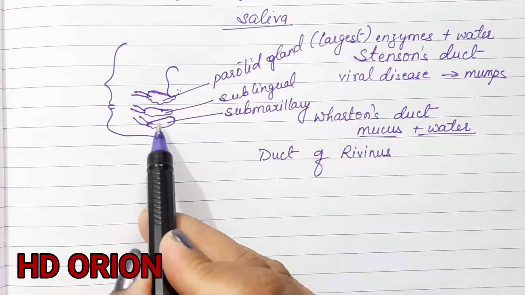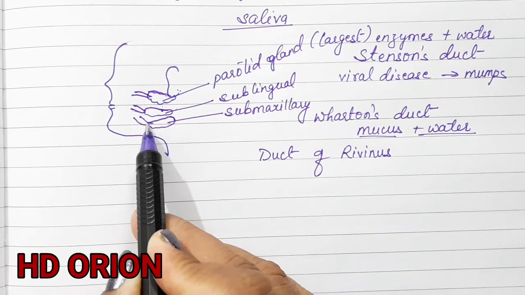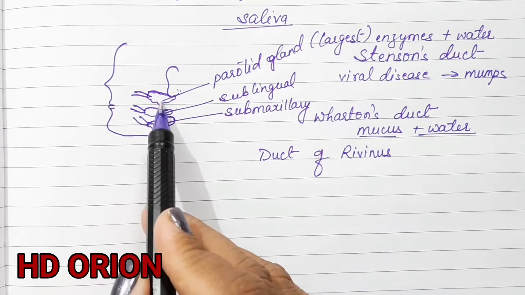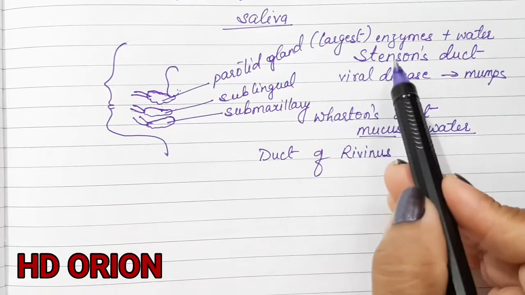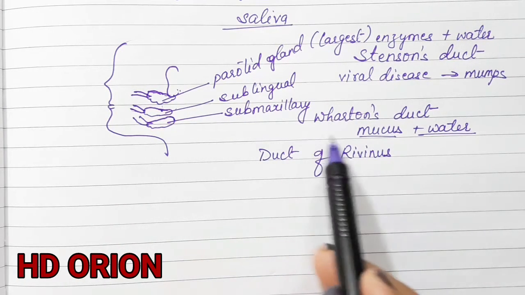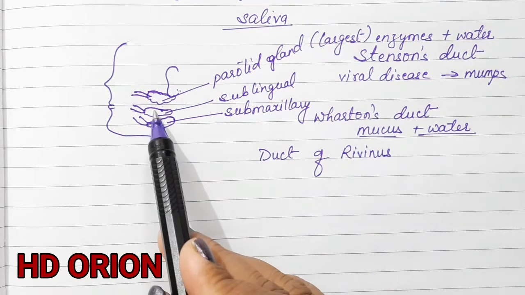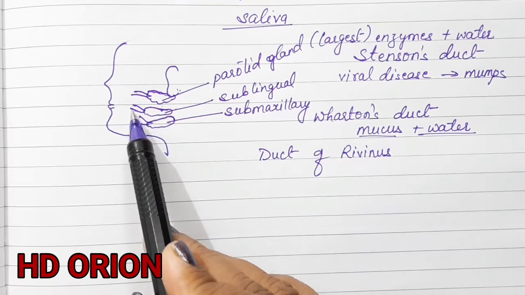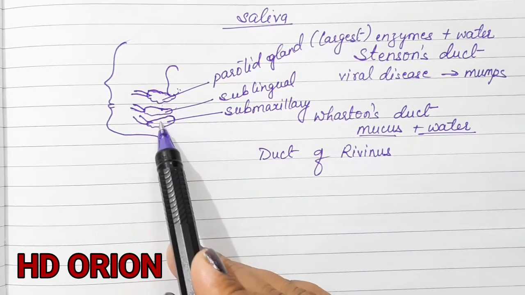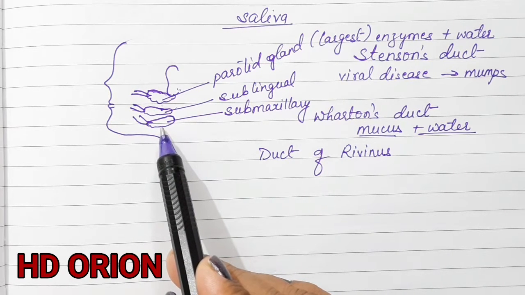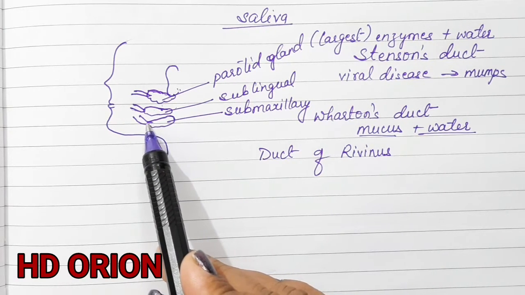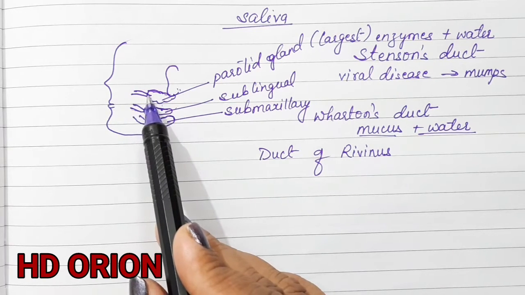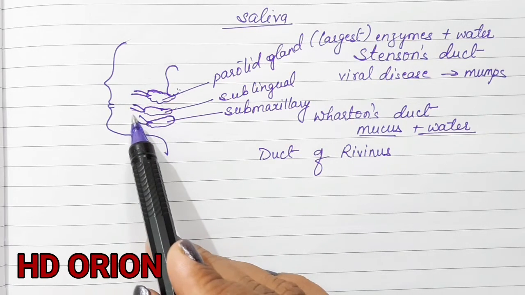So, these are all exocrine glands because they have ducts for secretion. The parotid gland secretes its secretion by Stenson's duct, the submaxillary by Wharton's duct and the sublingual by the duct of Rivinus. Although these glands are not exactly located in the buccal cavity, the secretion is poured in the buccal cavity. So these ducts actually open in the buccal cavity.